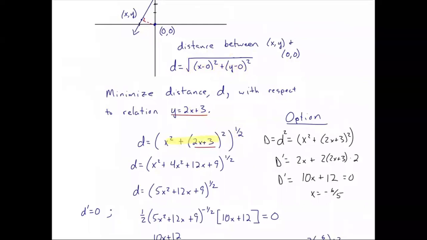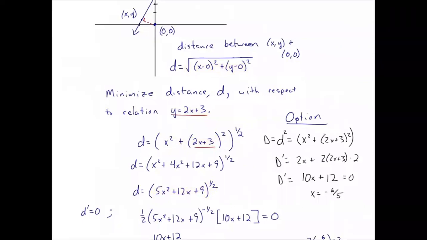So let's simplify in here first. We expand this term to get this trinomial. And when we combine all these values together, we see that our distance function is now given as follows: 5x squared plus 12x plus 9 to the 1/2 power.